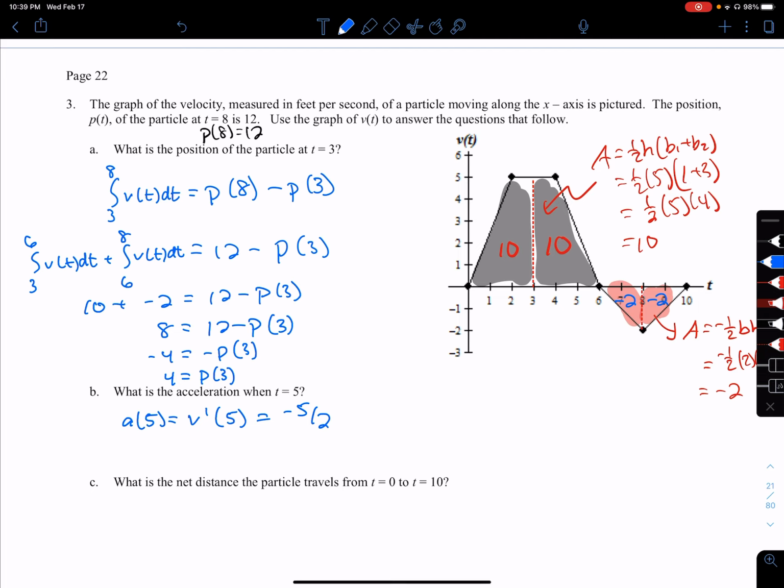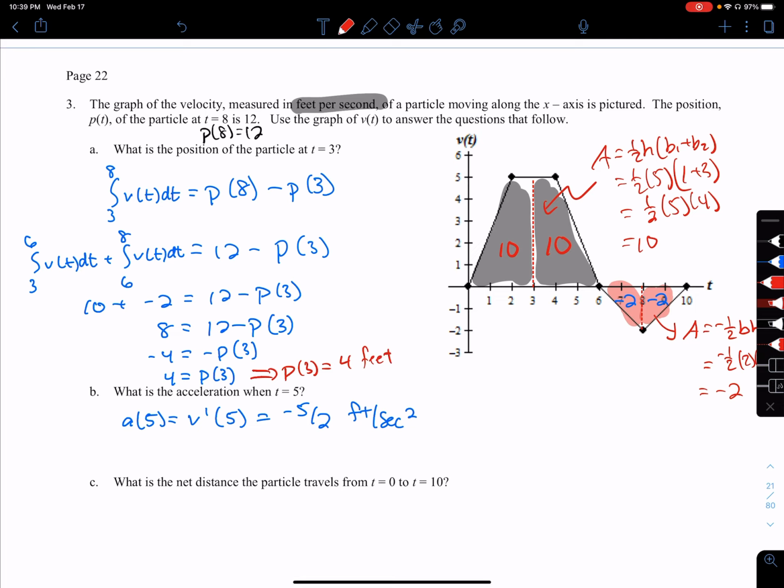We should probably give units for this. The acceleration is measured in units per time squared. We were told this is in feet per second. So this would be feet per second squared. And if we wanted to get crazy about this previous problem, the position at 3 seconds would be 4 feet.